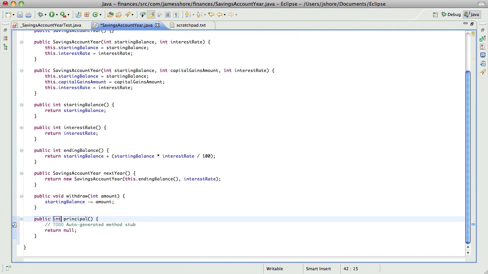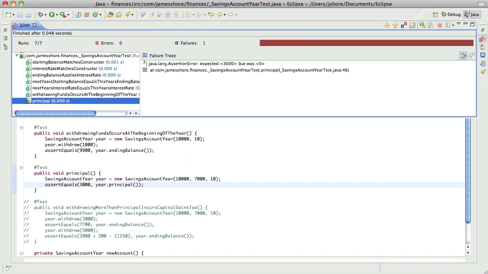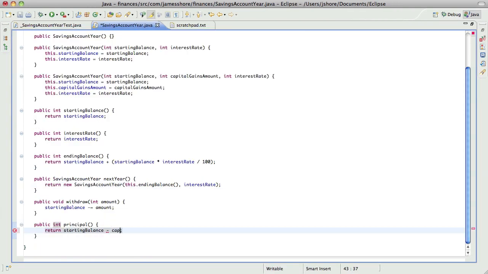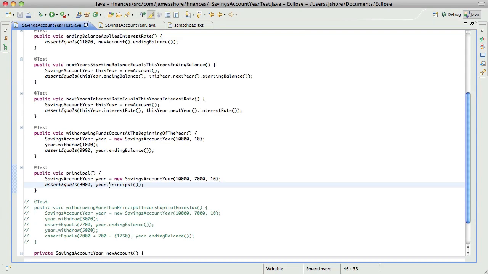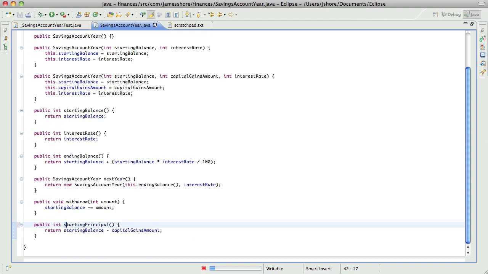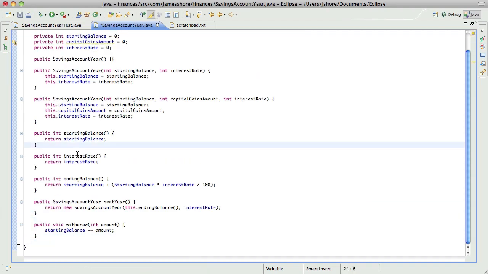I think what we need to do actually here is probably call that starting principal, otherwise what happens when we draw stuff. But anyway, we start 2000, and just return starting balance minus capital gains amount. Yes. I don't trust that. So we know my tests? Yes. Okay. Now let's bring this to starting principal. Okay, and let's move that up.